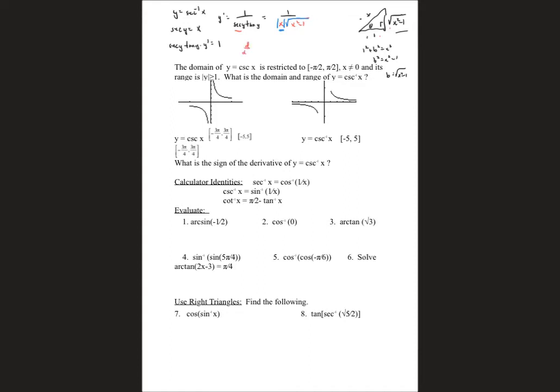So this is where it gets kind of weird. But the derivative of an arc secant of x is 1 over the absolute value of x times the square root of x squared minus 1.